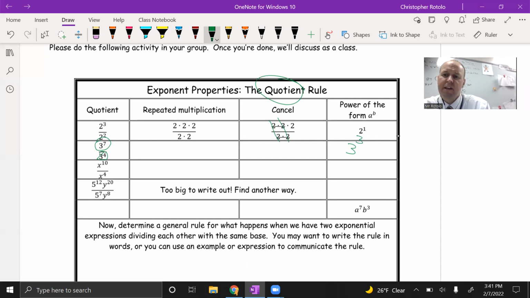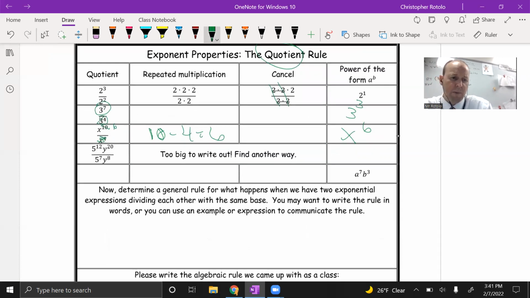And I'm not going to write all this out because I don't want you to, right? The idea is we're trying to get through these rules. And so if I had 10 x's on the top and 4 on the bottom, I could cancel out 4 of them, and that turned into a 6, right? 10 minus 4 is going to give me that 6. So we want x to the 6th power.